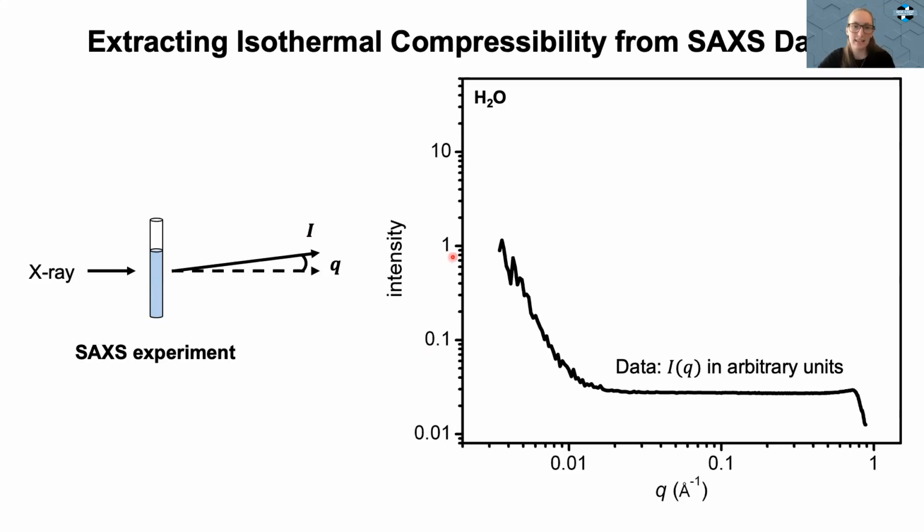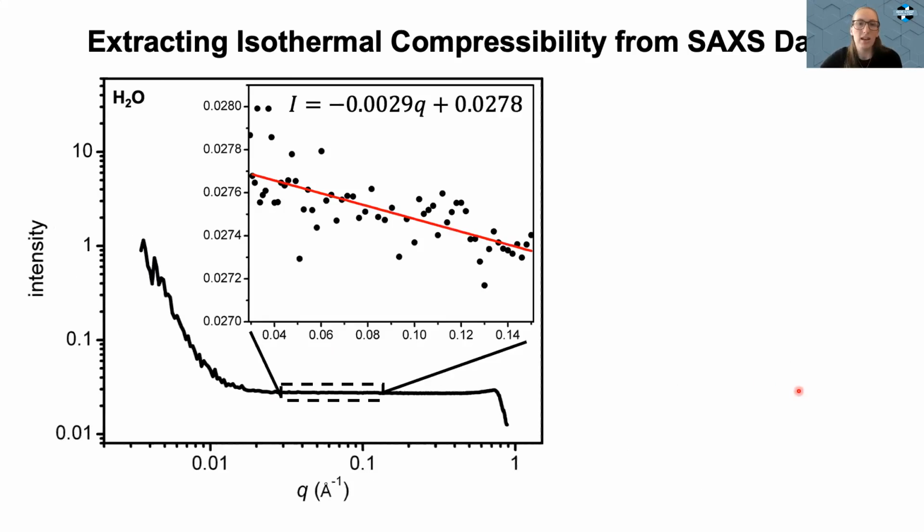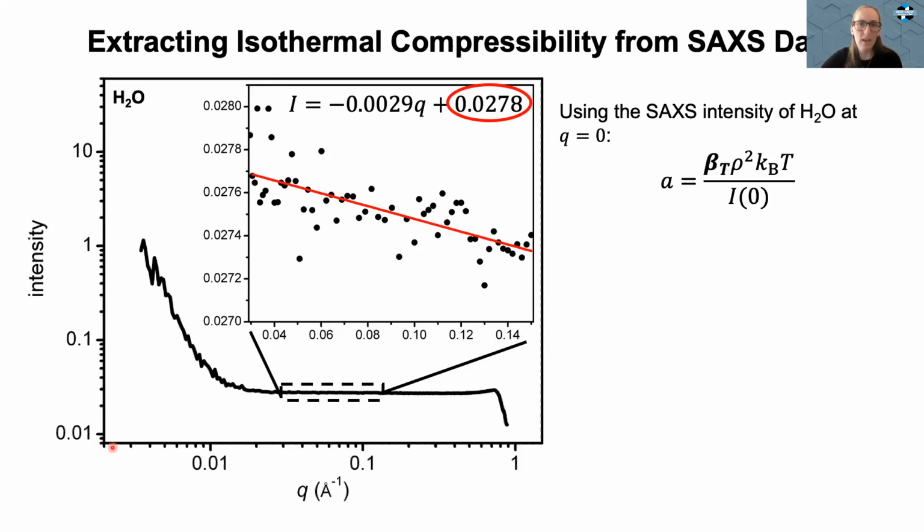And that data looks like this, intensity as a function of angle in arbitrary units. This data is for water. If your ionic liquid or liquid has no structure on the nanometer length scale, you get something very flat here. What you can do is extrapolate this flat region back to zero scattering angle. And once you get the zero-angle scattering intensity, you can convert that directly to a compressibility.